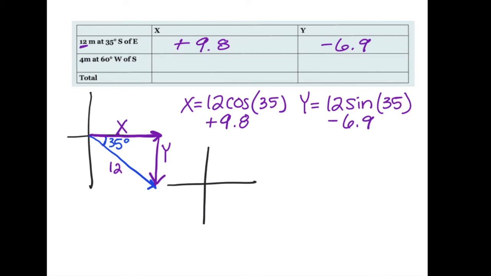And this time we're going west of south, so we're going to go this direction, and it's 60 degrees. So that 60 degrees west of south is going to touch the south axis. And then we want to make our triangle by drawing our X and Y components. So we want to include that 60 degrees as we form that triangle. Our Y is always the vertical one. Our X is always the horizontal one.